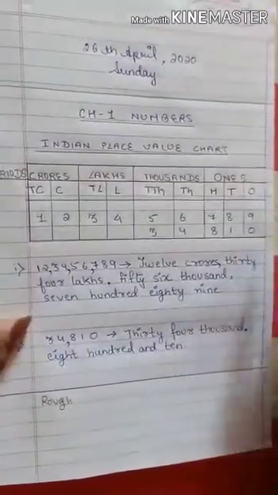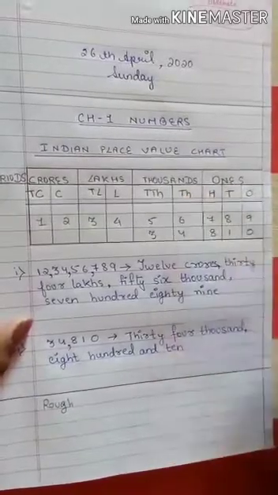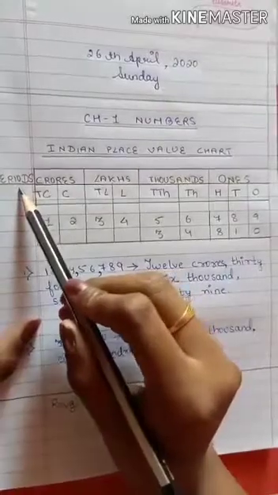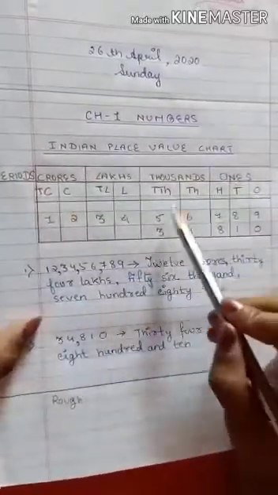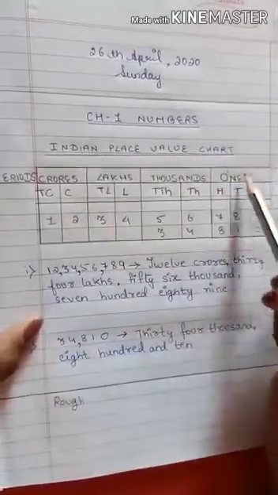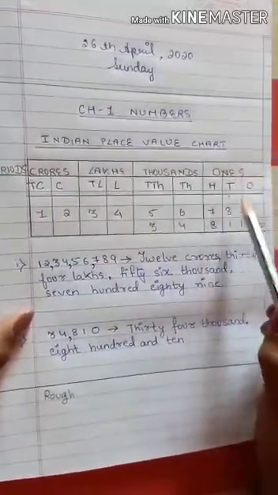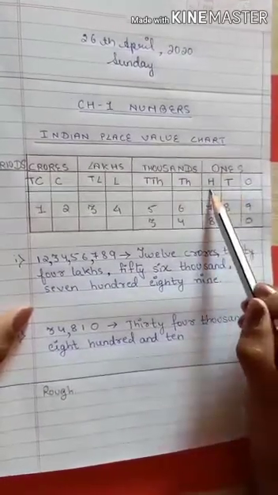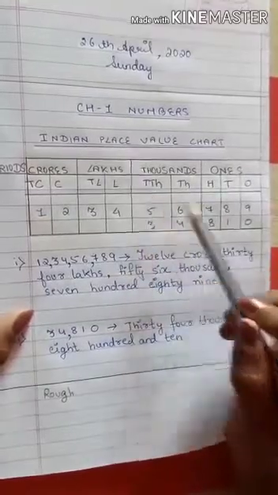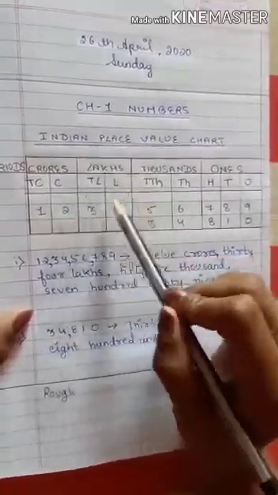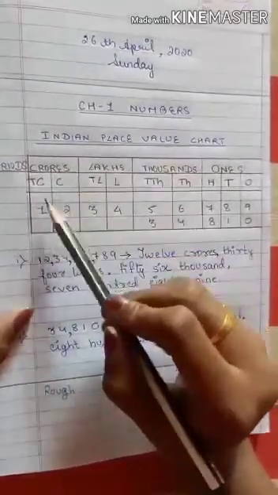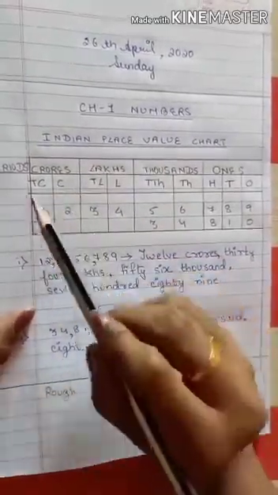If you see this chart, I have made this ones, thousands, lakhs and crores. What are these called? It is called periods. So there are 4 periods basically here: ones, thousands, lakhs and crore. In ones period there are 3 places: ones, tens, hundred. In thousands period there are 2 places: thousand, 10,000. In lakhs period there are again 2 places: lakhs and 10 lakhs. And in crores 2 places: crores and 10 crores.